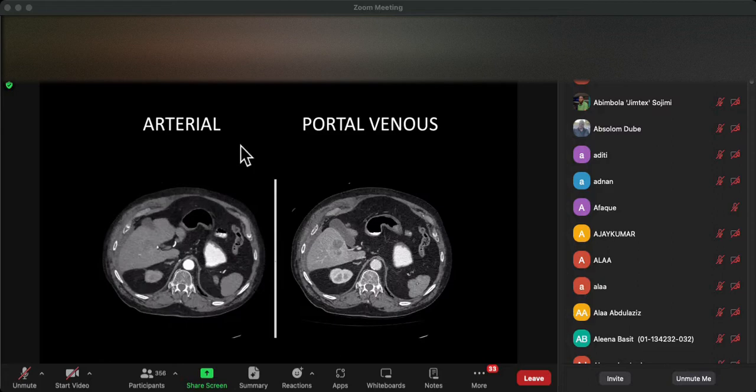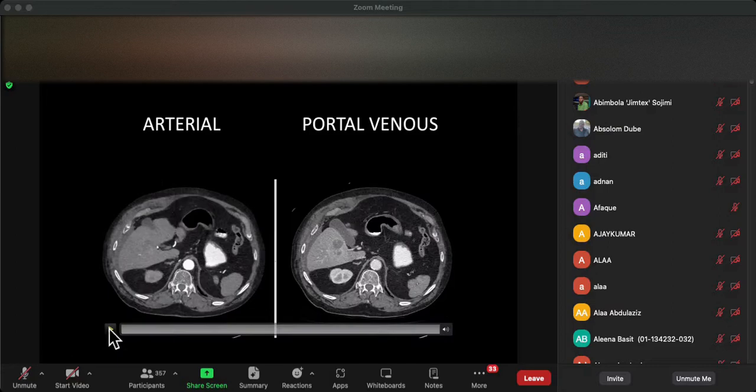Now, this is an arterial phase, and this is a portal venous phase of a patient who has developed abdominal pain.